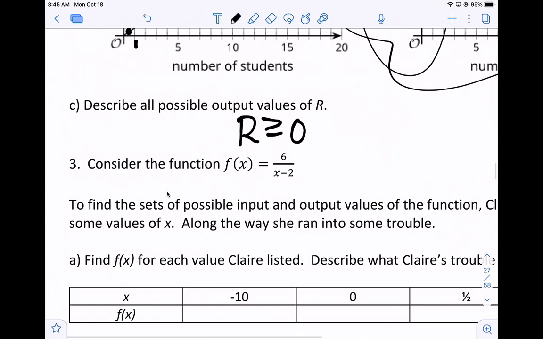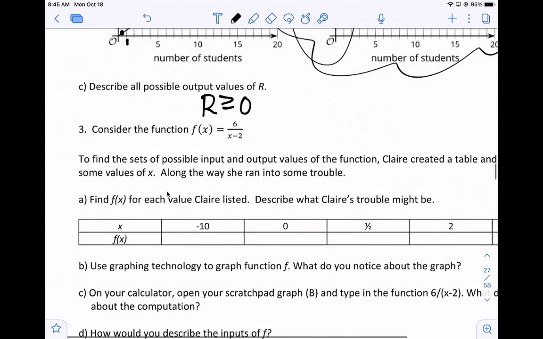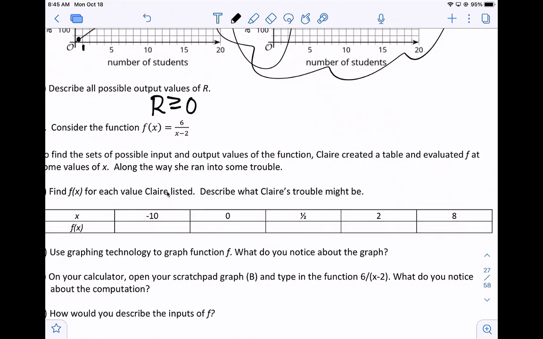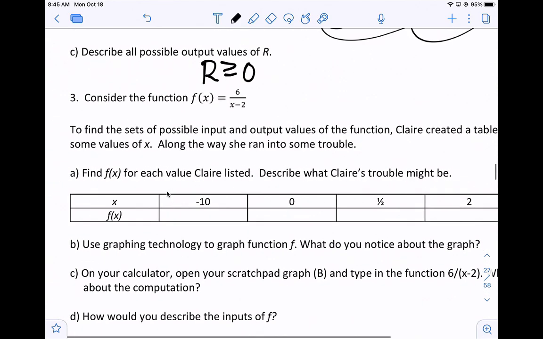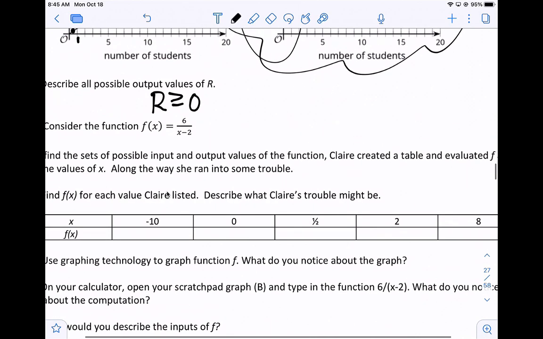Consider the function 6 divided by x minus 2. To find the sets of input and output values of the function, Claire created a table and evaluated f at some values of x. Along the way, she ran into trouble. Find f of x for each value Claire listed. Describe what her trouble might be. Okay, so let's try plugging in. I should have given you more room here, but I didn't.